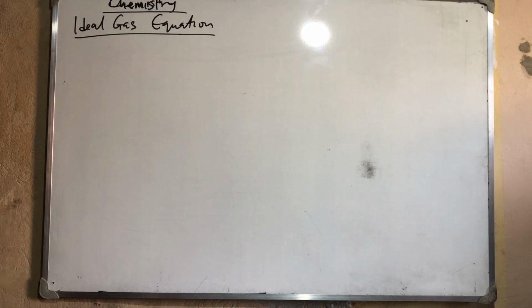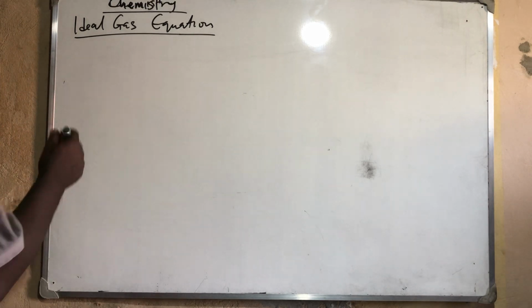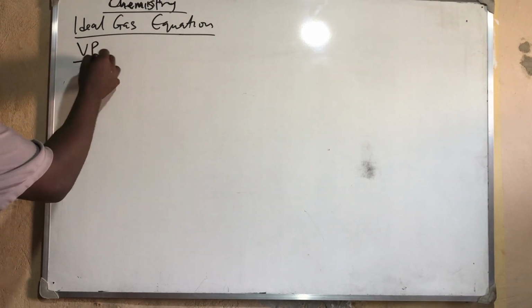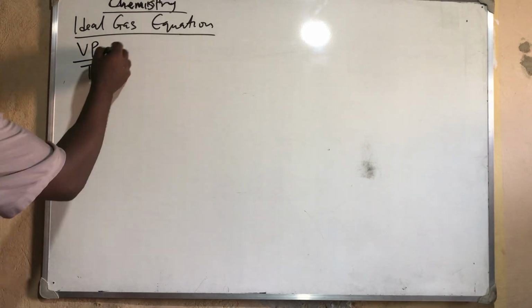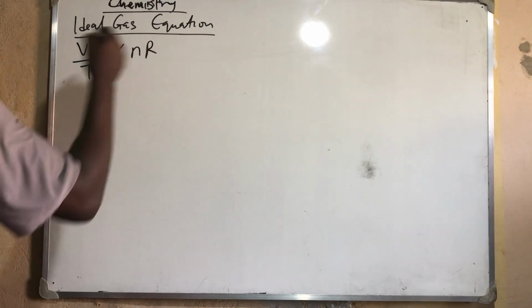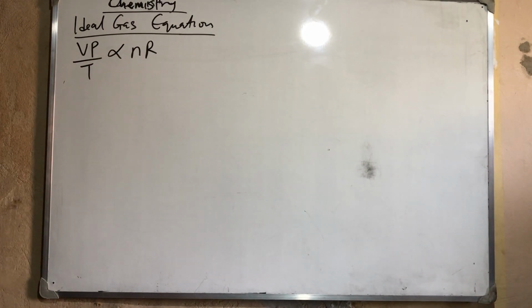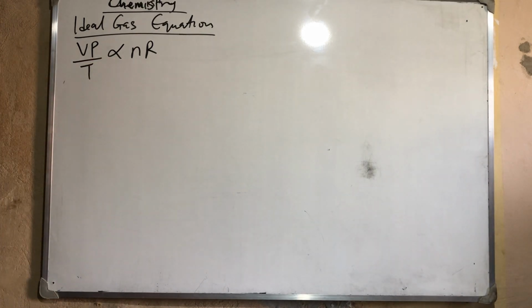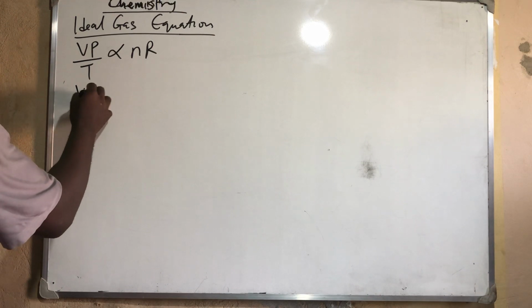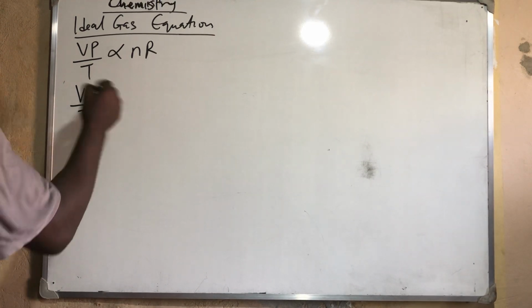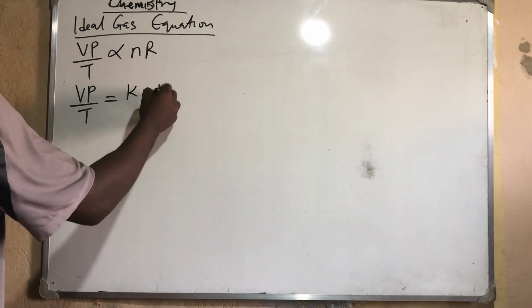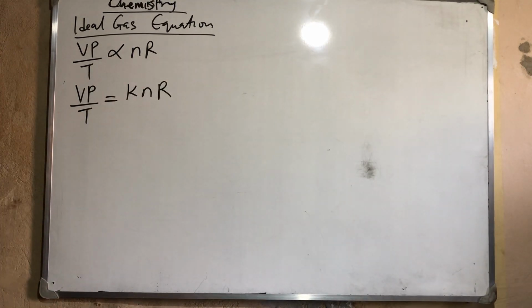Now, in the ideal gas equation, we will see that the general gas equation, we said PV over T, is directly proportional to nR. So if you remove this and put a proportionality constant, you will now have that PV over T is equal to knR.